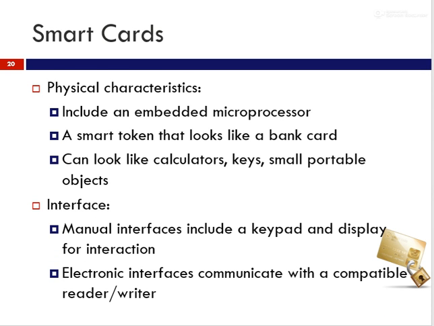The other type of token-based authentication is the smart card. Smart cards not only have a memory, but also have an embedded microprocessor, so they can process data as well. They can look like a calculator, a key, or a small portable object. They have different shapes. The interface on the smart card can be a manual interface, which includes a keypad and display for interaction with the user, or it can have an electronic interface for communication with a compatible reader or writer.